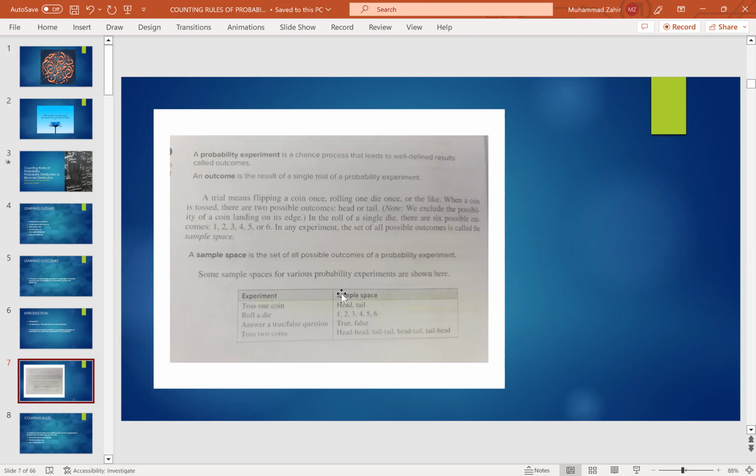Talking about some various sample spaces: if we toss one coin, the sample space is head and tail. Rolling a die has a sample space of 1, 2, 3, 4, 5, 6. Answering a true or false question gives true and false. And tossing 2 coins gives head-head, head-tail, tail-head, or tail-tail.